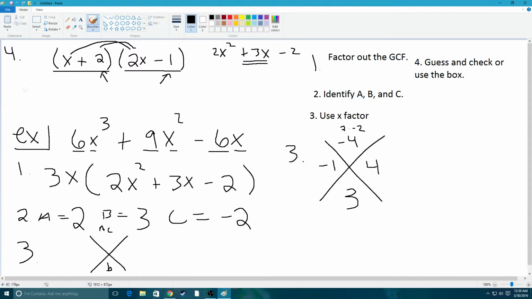x times 2x is 2x squared. x times -1 is -x. 2 times 2x is plus 4x. 2 times -1 is -2. And that's 2x squared plus 3x minus 2.